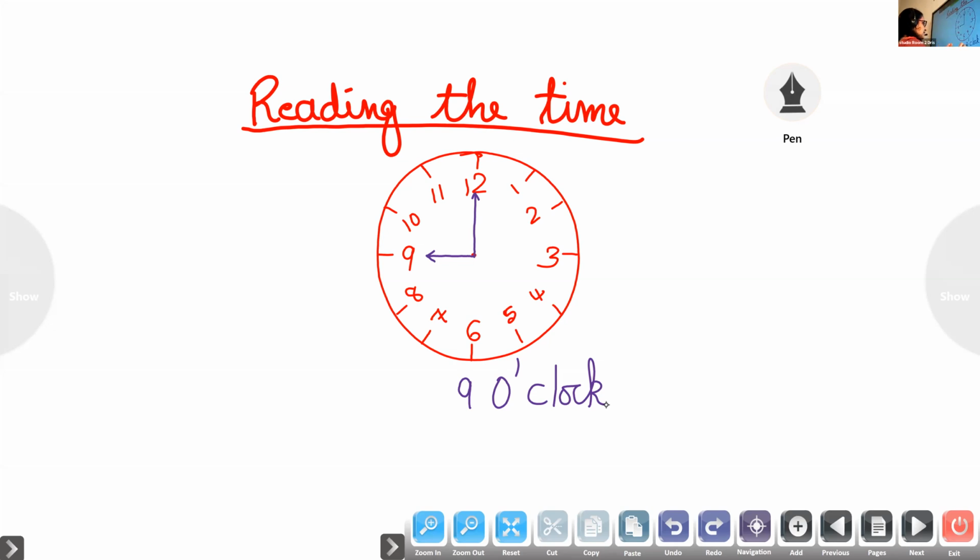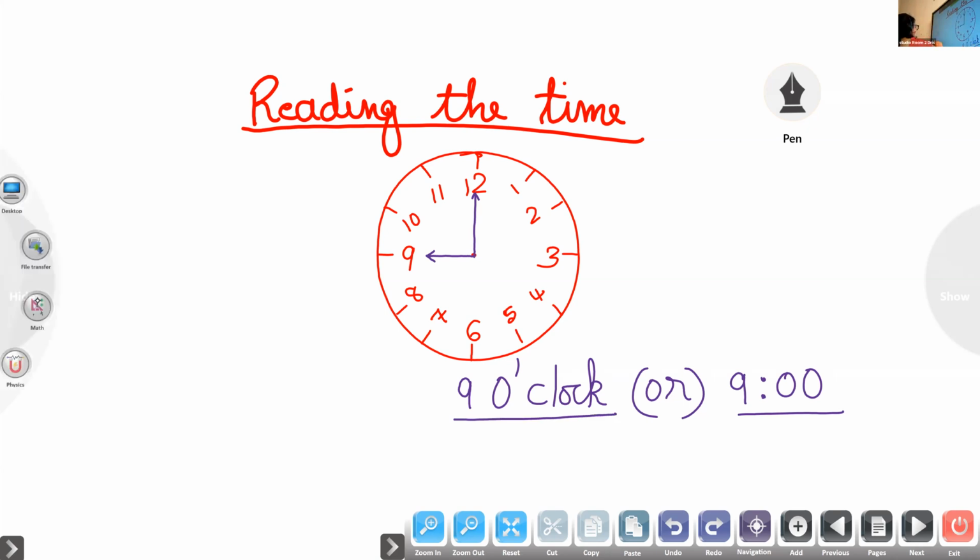Okay. So, you have to just check the short hand. If it is at 9, it will be 9 o'clock. Or the other way of writing the time is 9, and put 2 points like this and 0, 0. This is also read as 9 o'clock and this is also read as 9 o'clock.